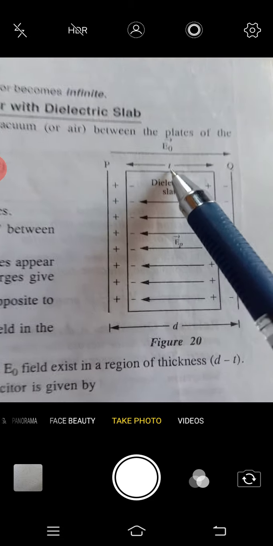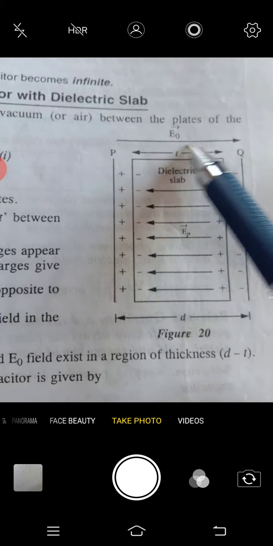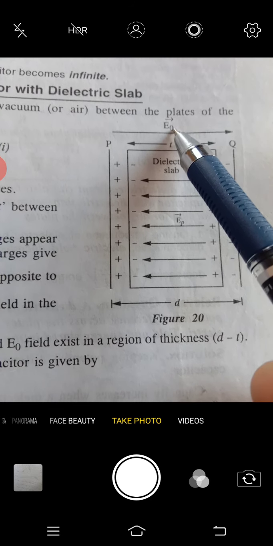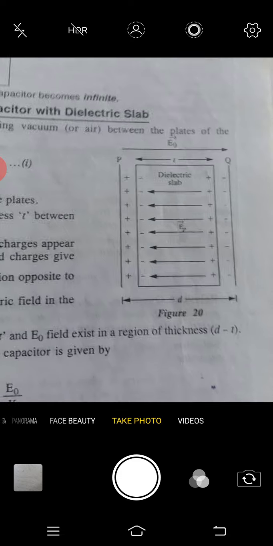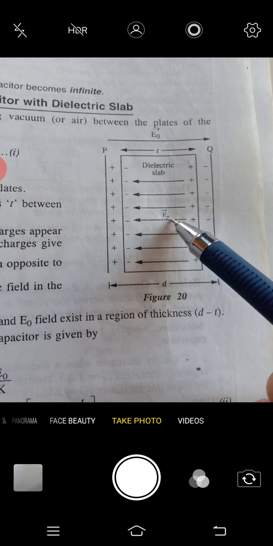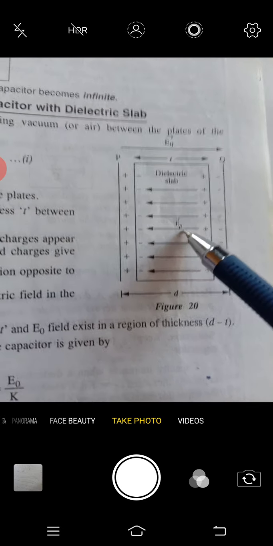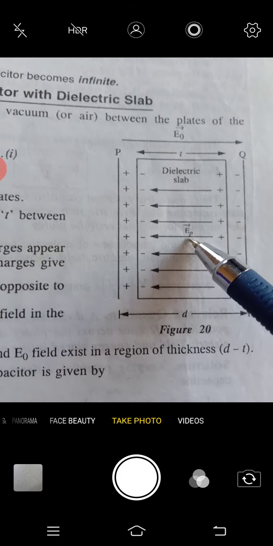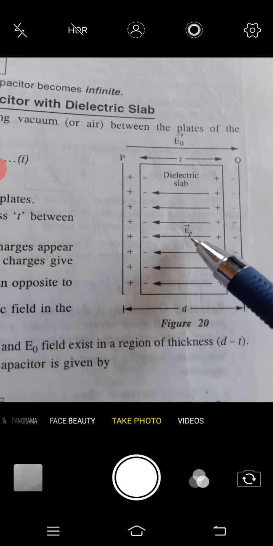dielectric slab, small t. Okay, and we have applied one electric field, we call it E0 applied electric field. Okay, and you know then when you have applied electric field and we are keeping dielectric in between, so one more electric field would be there, EP, and that name we have given electric field due to polarization. Electric field due to polarization.